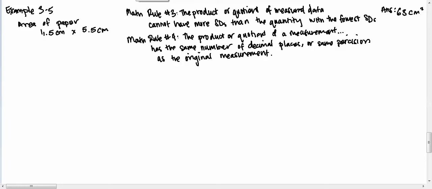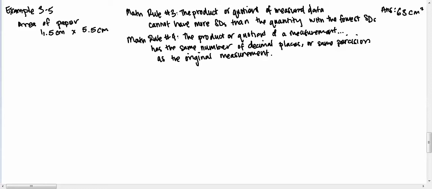All right, so now we're going to apply this significant figure thing to multiplication. And multiplication has a little bit of a different rule, actually a lot of a different rules than addition and subtraction. Basically, math rule number 3 is the one that mostly applies to the product and quotient rules: the product and quotient of measured data cannot have more SDs than the quantity with the fewest SDs.